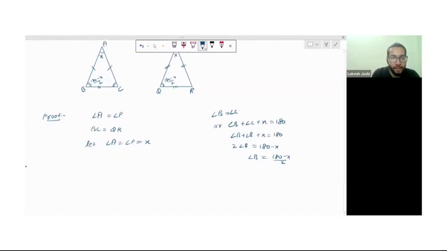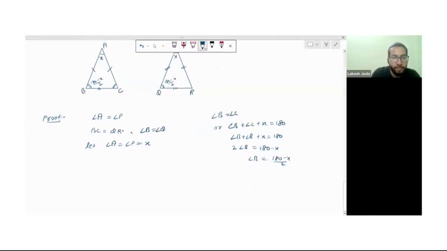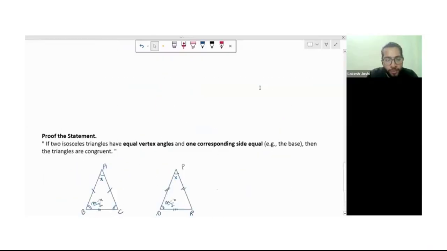So now we can say angle B is equal to angle Q. Which means the criteria is angle, angle, and then side. So we can say triangle ABC is congruent to triangle PQR using the criteria angle, angle, side. That's the way you can do proofs of such types of questions.